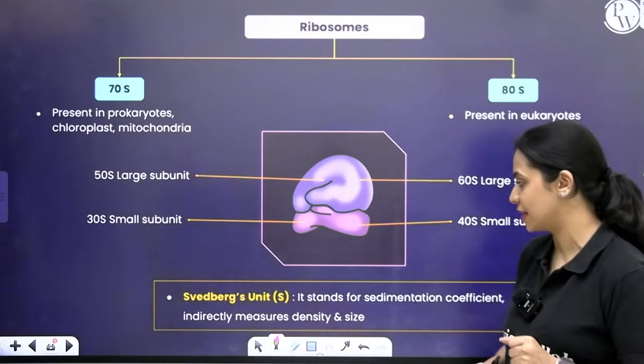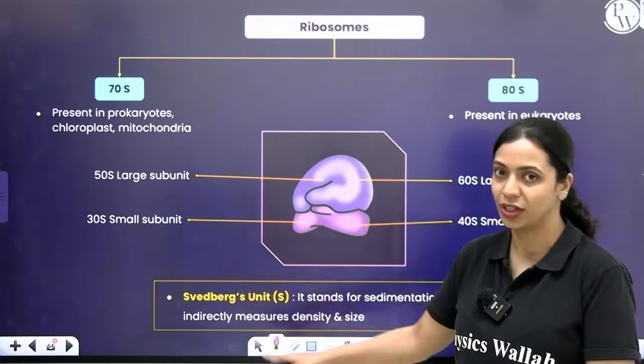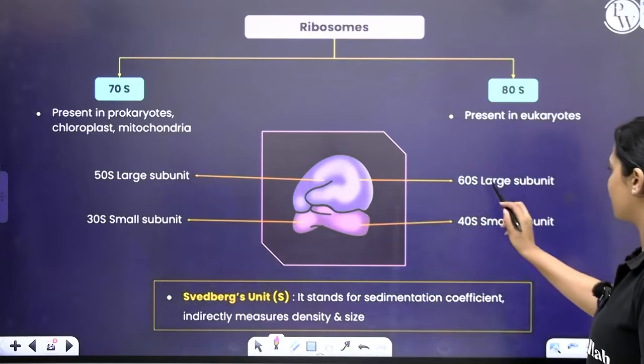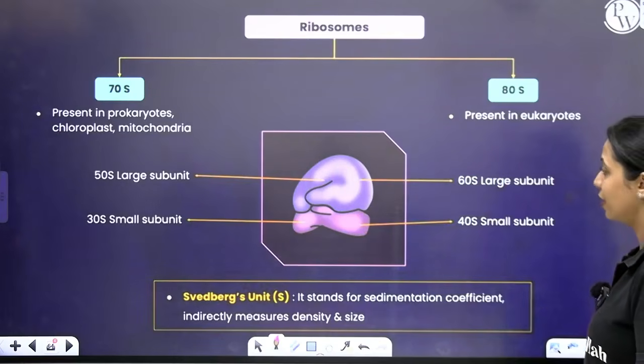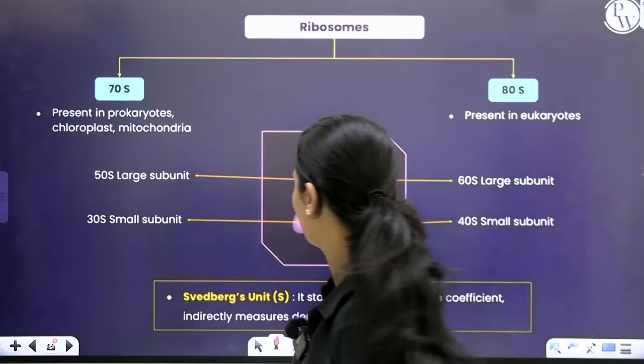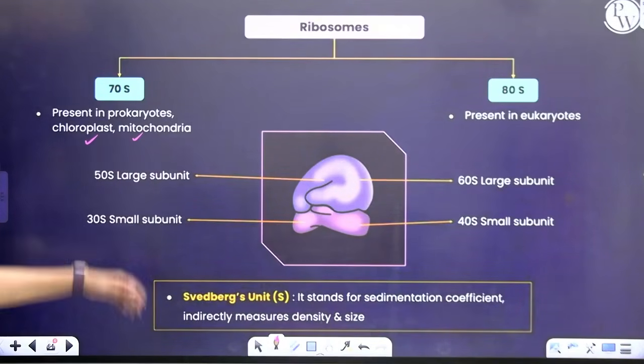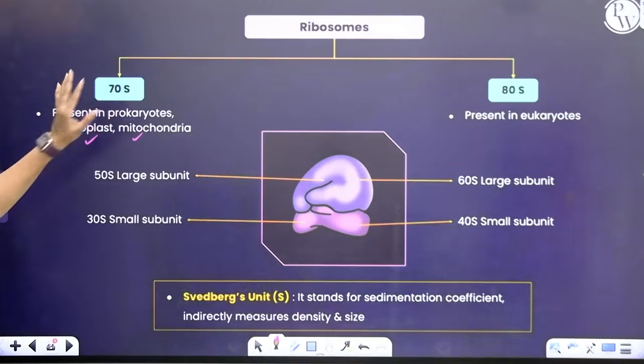Together it is 80S. Okay, S is Svedberg unit or sedimentation coefficient. I've already told you about that. So the large subunit is 60, small subunit is 40. Remember, all eukaryotic ribosomes are not 80S. The ones that are present within the chloroplast and mitochondria, like I've already told you earlier, are of the prokaryotic type, which means it is 70S.